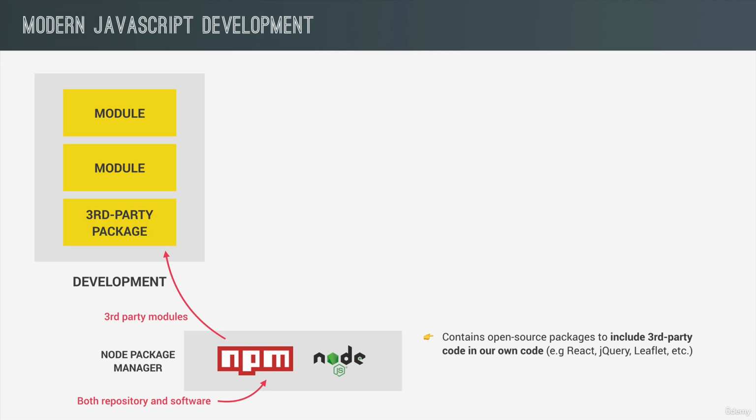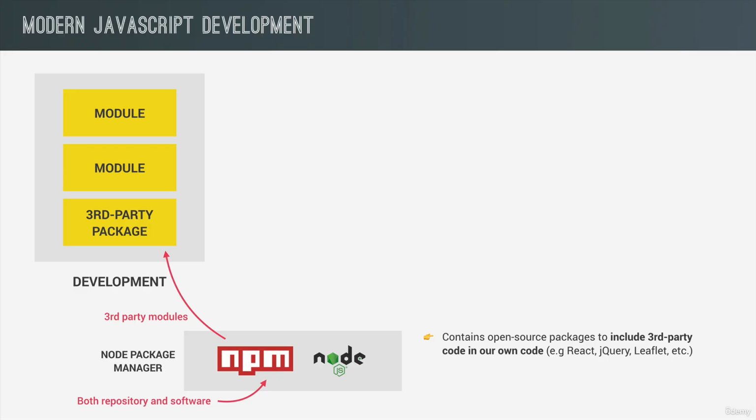So let's say that we are done writing our project code. So we divided it into multiple modules and we included some third-party modules as well. And so now the development step is complete. However, usually that's not the end of the story. At least not when we're building a real-world application.